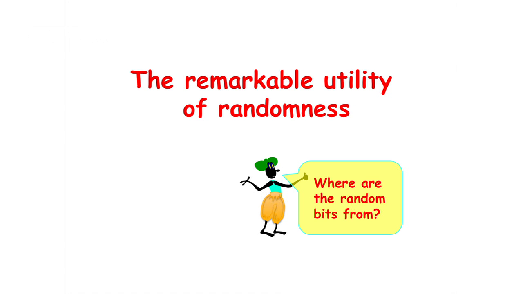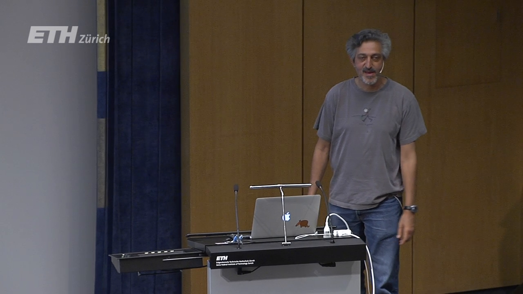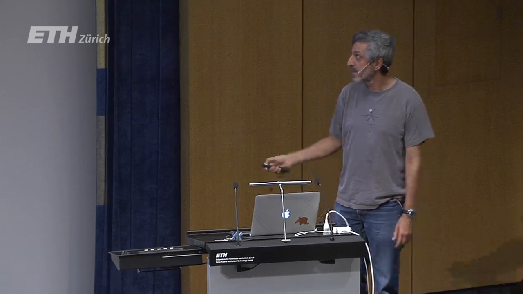So first I'm going to show you a bunch of examples where randomness is useful. And in all of them, you should say in the back of your mind, wait a minute, where are these random bits coming from? Do we really have this application or not? This picture will keep appearing, to remind you not to forget that it's a non-trivial assumption that we have perfect randomness.